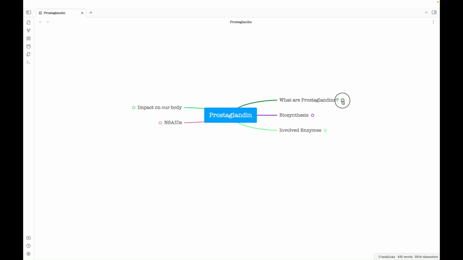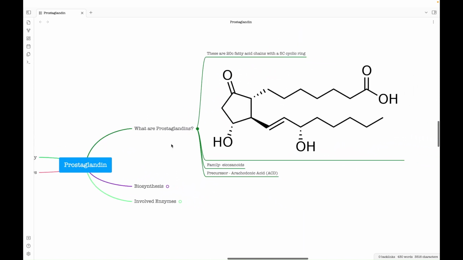What are prostaglandins? Prostaglandins are nothing but 20 carbon fatty acid chains with a 5 carbon cyclic ring structure. You can see here, this is a 20 carbon fatty acid chain which has a 5 carbon cyclic ring structure, and all these prostaglandins belong to the same family, and their family name is icosanoids. All these icosanoids, all these prostaglandins, come from a specific precursor molecule called arachidonic acid, and henceforth we will call it ACD. Okay, so arachidonic acid or ACD.